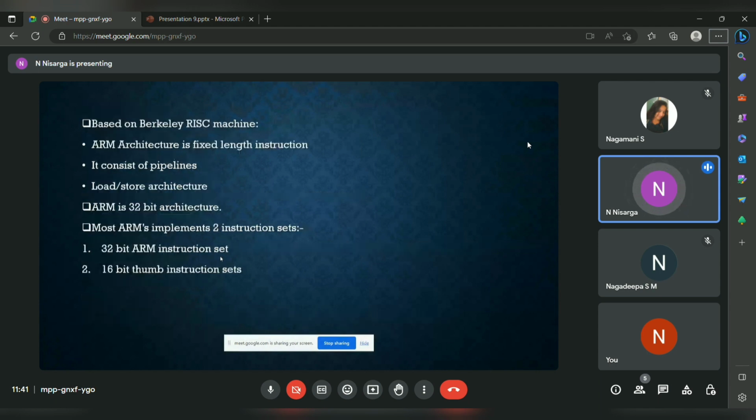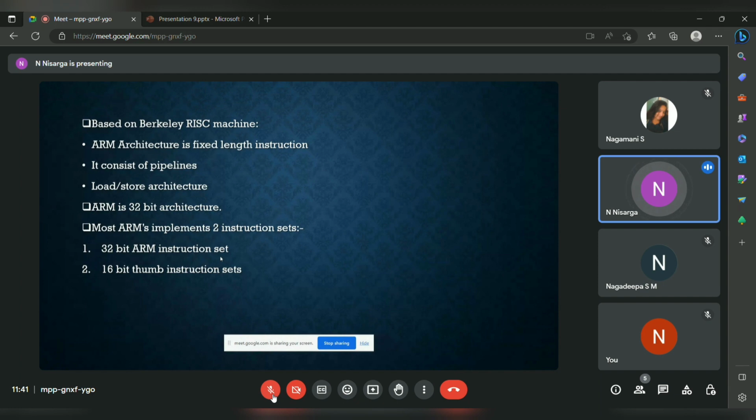Next, it is based on the Berkeley RISC machine. ARM architecture has fixed length instructions. It consists of the pipeline concept and load and store architecture. And ARM is a 32-bit architecture. Most ARM processors implement two instruction sets, that is the 32-bit ARM instruction set and the 16-bit Thumb instruction set.